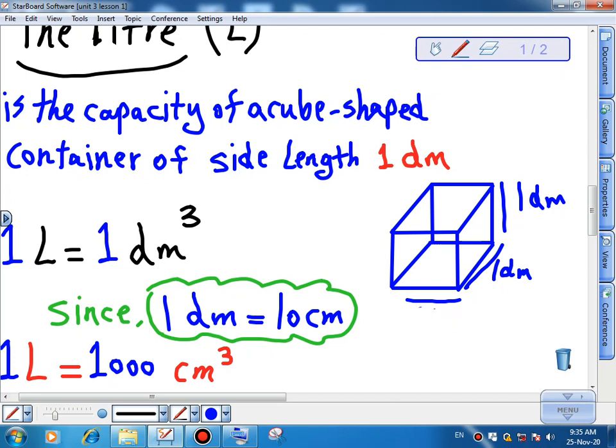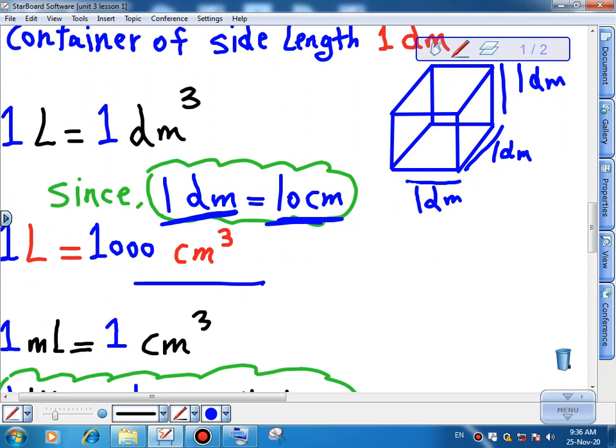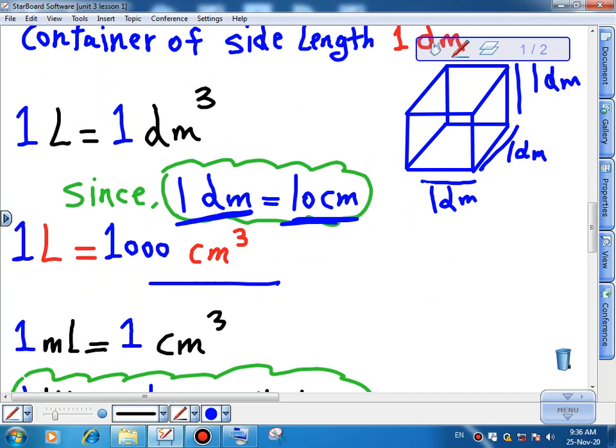All water, juice, anything, the amount, means capacity. Inside this cube, the capacity will be 1 liter, which is 1 decimeter cube or 1 cubic decimeter. And I learned before that 1 decimeter has 10 centimeters. So if I need to convert these units, 1 liter will be 1000 cubic centimeters, like this: 10 times 10 times 10.